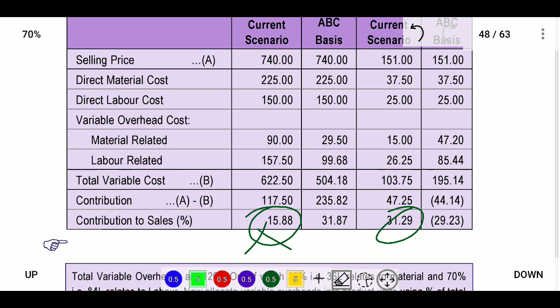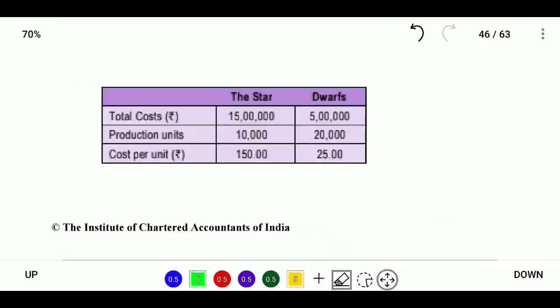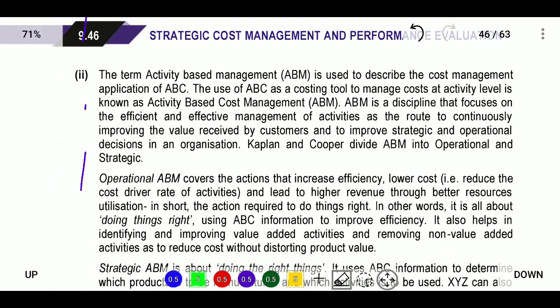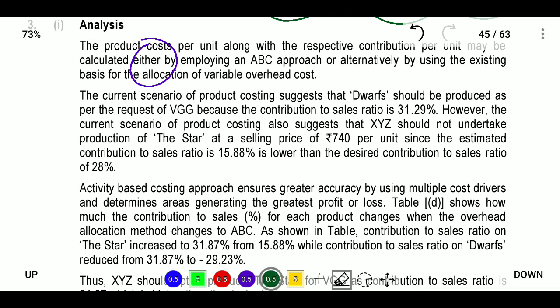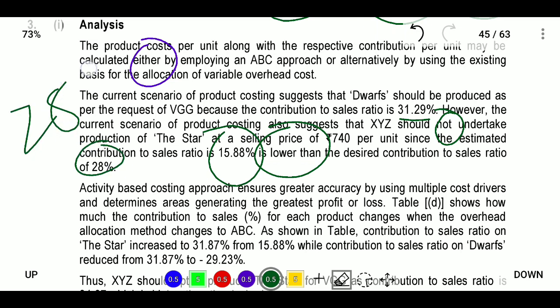So we will take that contribution and adjust it, and this is the answer. For the first point, the contribution in case of draft is 31.29. However, product costing also suggests that XYZ does not undertake production of star. They will not take the product star because they have only 15.8, which is lower than the desired 28%.